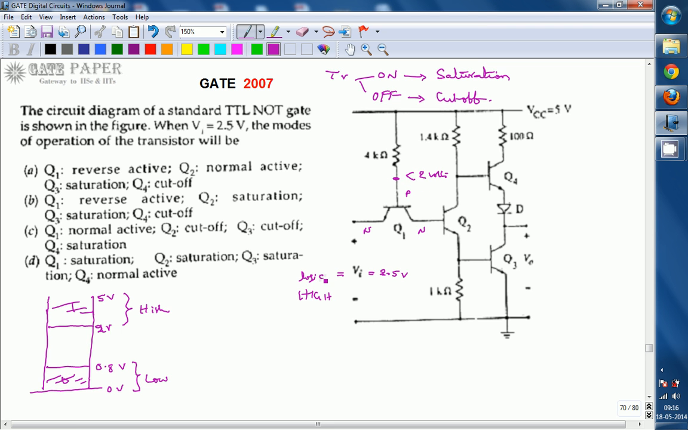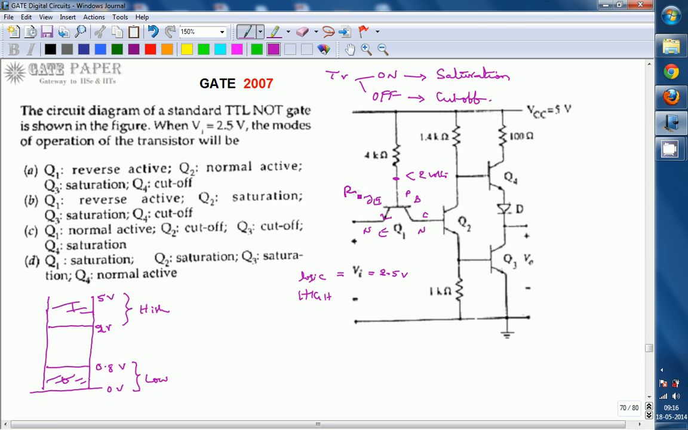Okay, and here you are applying more than 2 volts on the N side, that is 2.5 volts. This is called the emitter base junction, because the arrow is the emitter, this side is the base, and this side is the collector. So for the emitter base junction, on the N side you are applying a more positive voltage, and on the P side you are applying a less positive voltage.